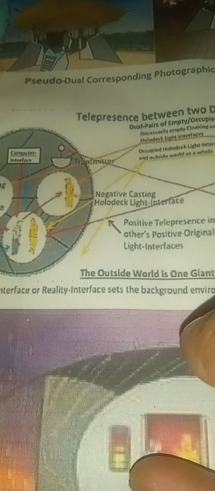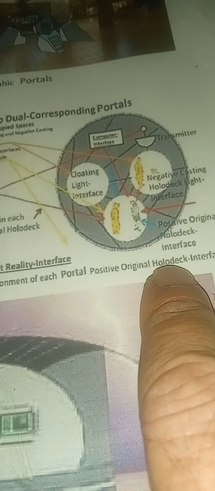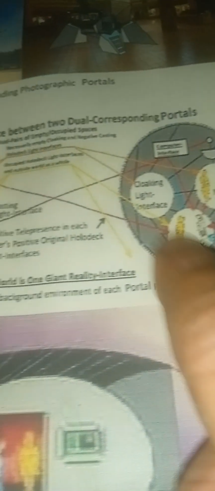And what I mean by that, I don't mean universes, but like the outside world is one giant reality interface. You can consider it that. Computer interface or reality interface sets the background environment of each portal. Positive original holodeck interface. That would be this, the positive original one. These yellow images are their virtual forms being transmitted to each other's holodeck. So this is how it goes for each one.